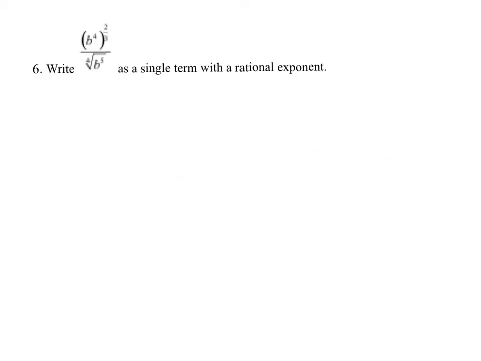Okay, so number 6 wants us to take this expression and write it as a single term with a rational exponent. So that means your exponent is going to be a fraction. That's what a rational is. It's a fractional exponent. All right, so let's start with the numerator.